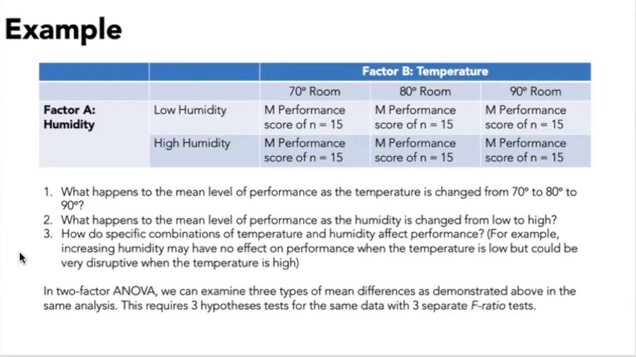How about the second one? What happens to the mean level of performance as the humidity is changed from low to high? Once again, we are investigating another factor and its impact on the dependent variable. But if you go through the third one, here's how it gets combined. How do specific combinations of temperature and humidity affect performance? For example, increasing humidity may have no effect on performance when the temperature is low, but it could be disruptive when the temperature is high. So you see how this differs.